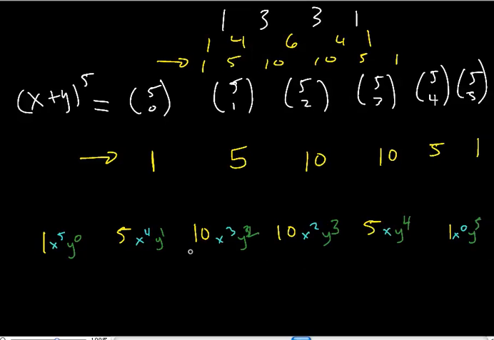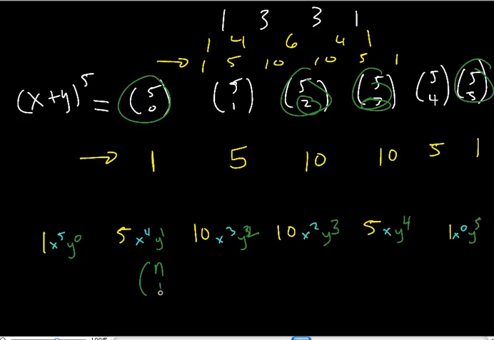Okay? And now I want you to notice the balance: 5 choose 0 is the same as 5 choose 5. 5 choose 2 is the same as 5 choose 3. And it is all because the 2 and the 3 make 5. In any given scenario, n choose k is the same thing as n choose n minus k.